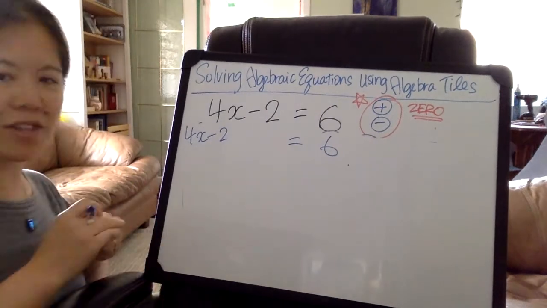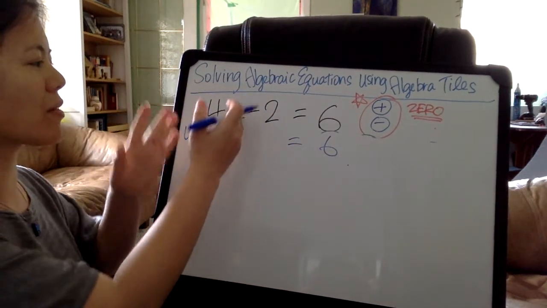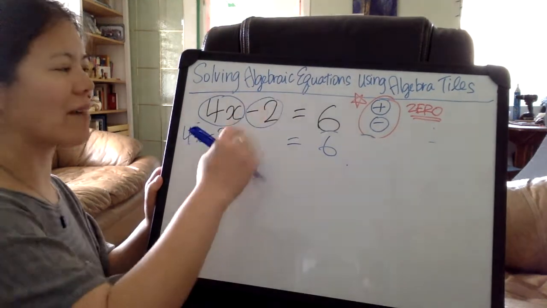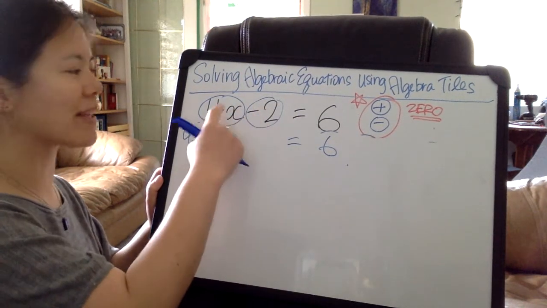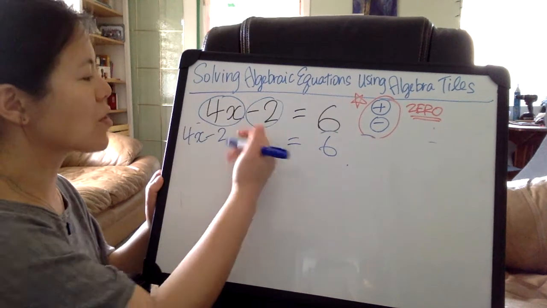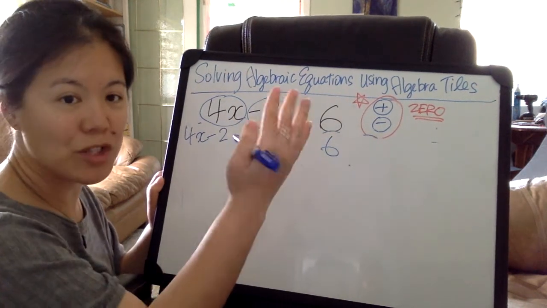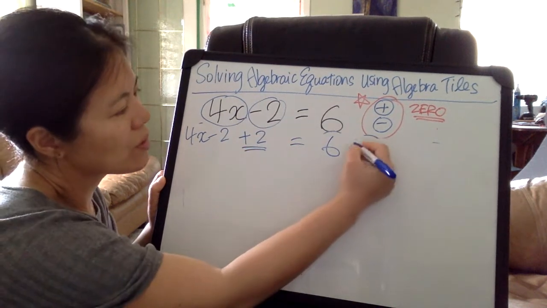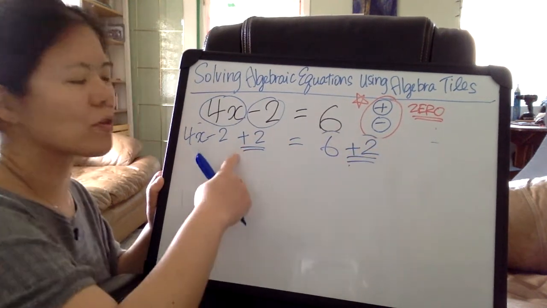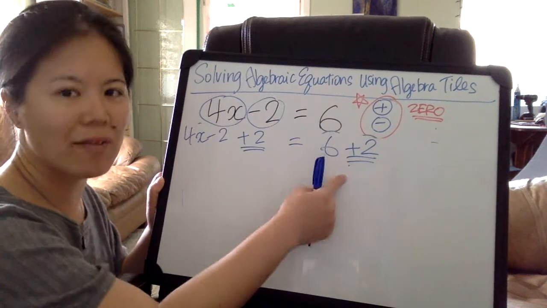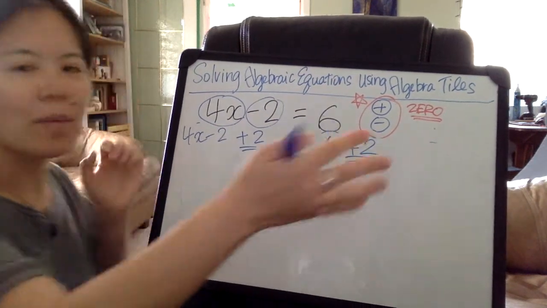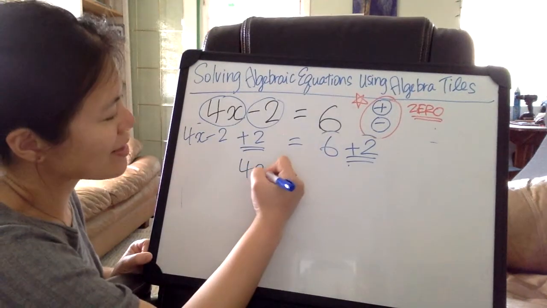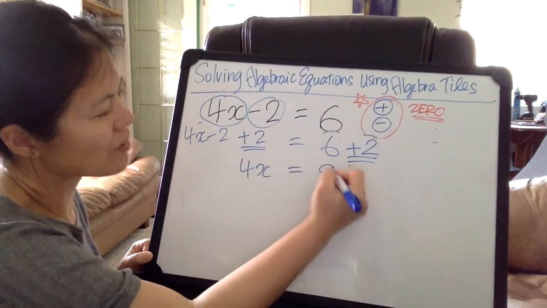In order to isolate, first I'm going to focus on this part and this part. I have to take care of this part first so I can start isolating the x. So remember I added 2 positive tiles, so plus 2. And when I do one operation to one side, I always have to do the same operation to the other side because it is a balanced model. So now I have 4x equals 8.